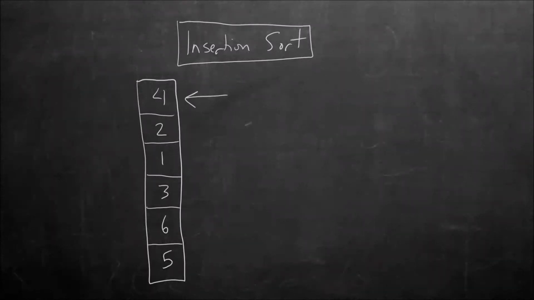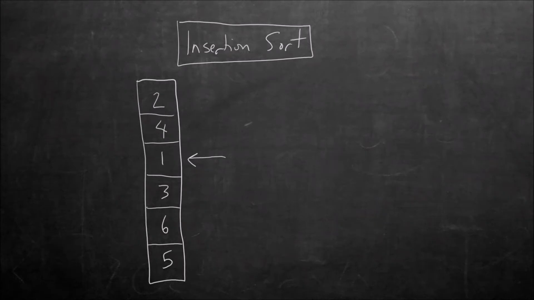So step 1, inspect the first element of the collection. Since it's already sorted with respect to itself, we can move on to the next element. The next number we wish to sort is 2. We compare it to the previous number before it, in this case 4. Since 2 is less than 4, we swap the two numbers. And now the first 2 elements of the array are sorted.